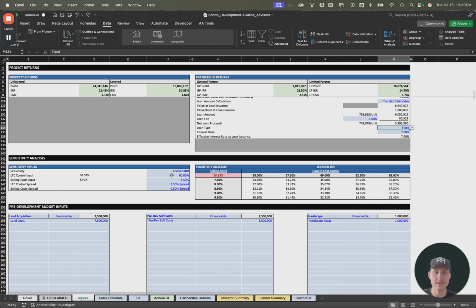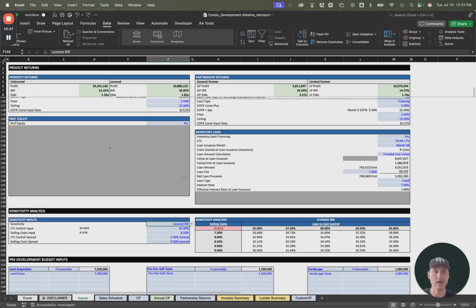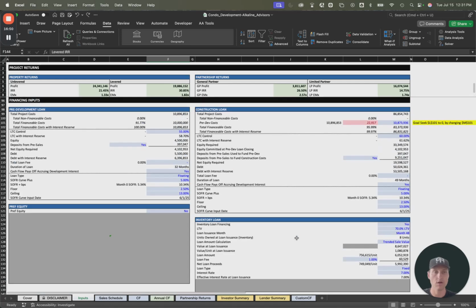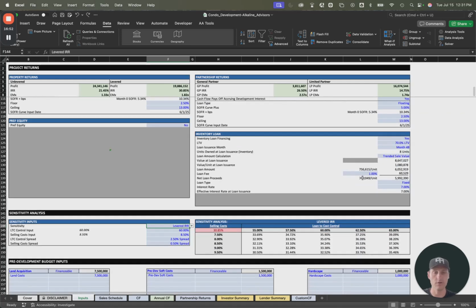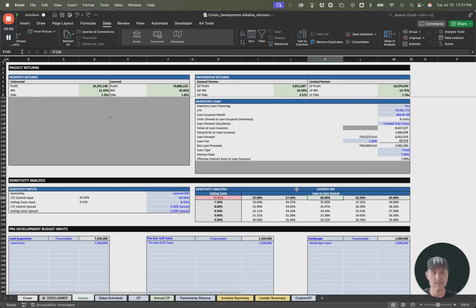Finally, we have the sensitivity analysis. Here we're sensitizing loan to cost, and we are also sensitizing selling costs, and we can see how that impacts the profit, equity multiple, and IRR at a project level, a GP level, and an LP level. So this is actually going to be the loan to cost as it relates to the construction loan. So this is if we get a 60% LTC versus a 57.5 versus a 65%, and different selling costs with the individual units.